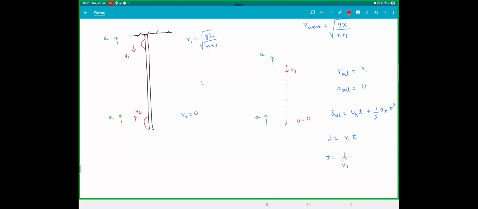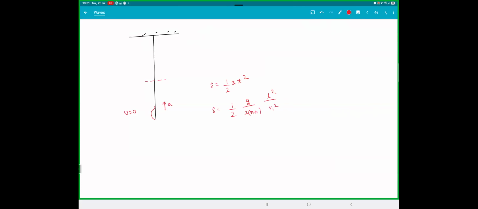You can substitute the V1 value, and that will be GL by root n plus 1. N plus 1 gets cancelled. G also is getting cancelled. You're getting L by 4 there. They're meeting at a distance of L by 4 from the bottom.